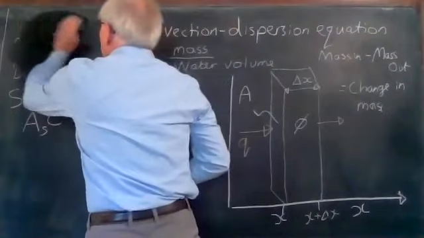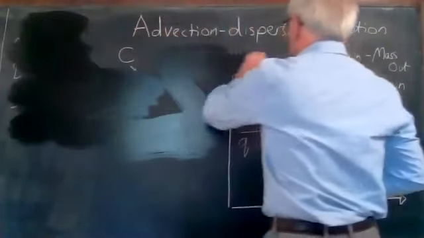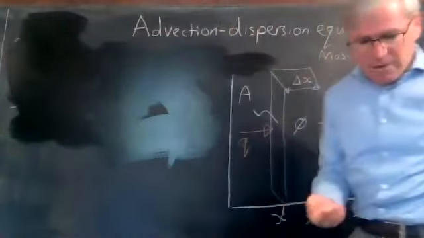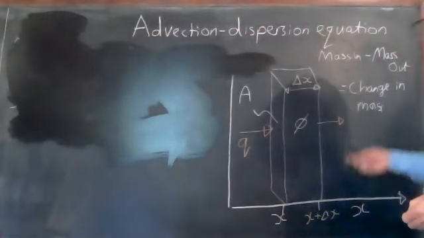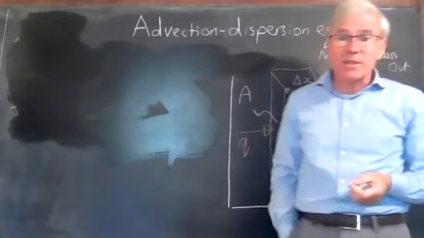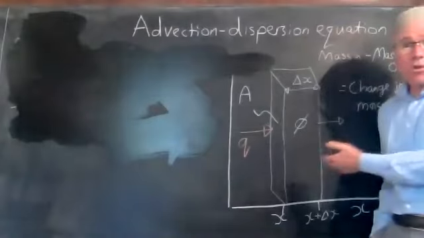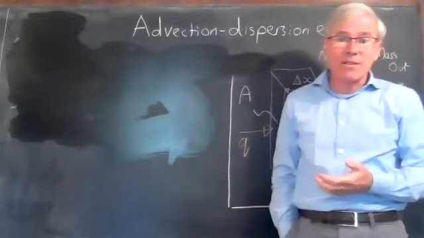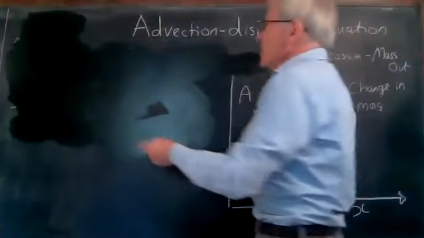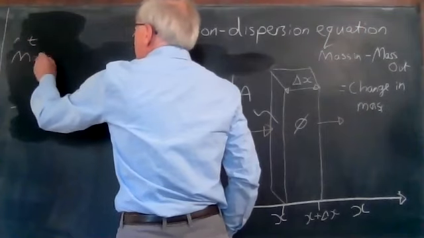So, we have a concentration C that we can keep. Now what we want to do is look at the mass in minus the mass out and the change in mass. And the easiest way of doing this is to do the change in mass first. What's the mass in the box at a time t, and what is the mass in the box at a time t plus delta t? As simple as this.